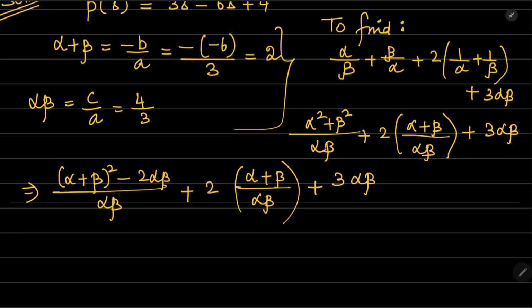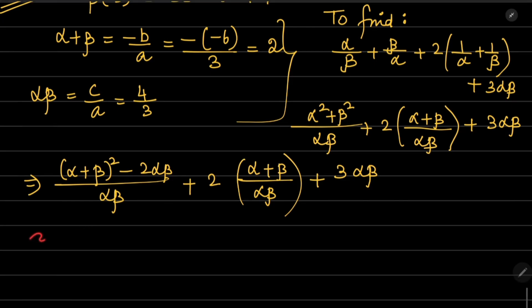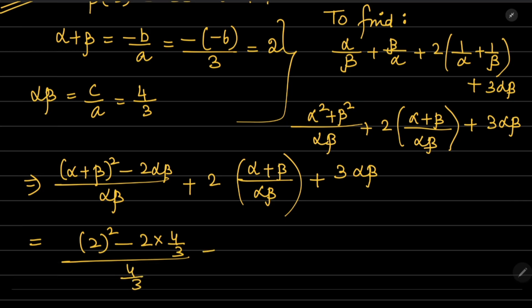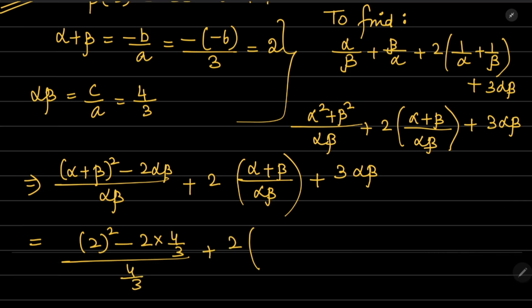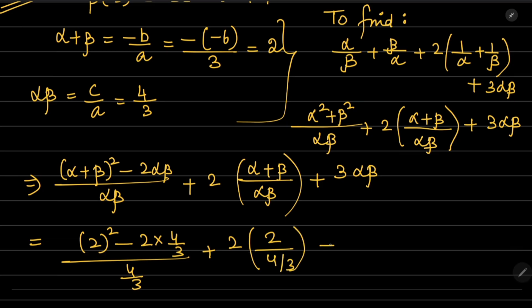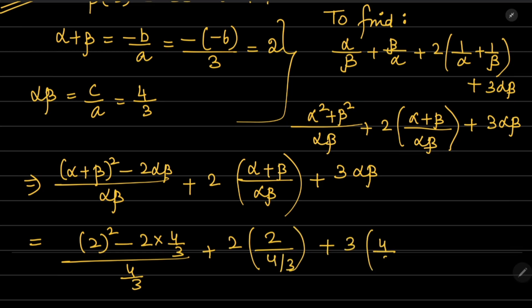Now everything is of the form, if you see here, alpha plus beta, the sum of zeros, and product of the zeros. Every term has been changed to the form of sum of zeros and product of zeros, and now you have to just substitute the value. What is the sum of the zeros? That is alpha plus beta. It is 2. So 2 square minus 2 into 2 multiplied by 4 by 3, whole divided by 4 by 3, plus 2 multiplied by 2 divided by 4 by 3, plus 3 multiplied by 4 by 3.